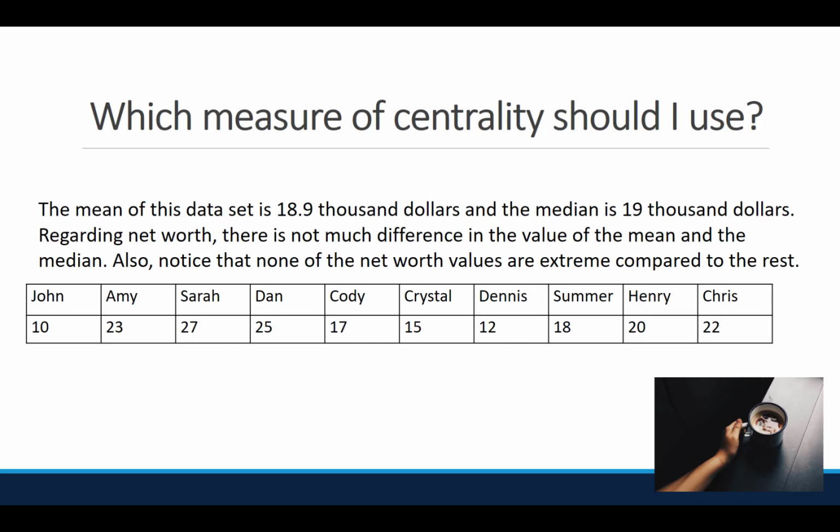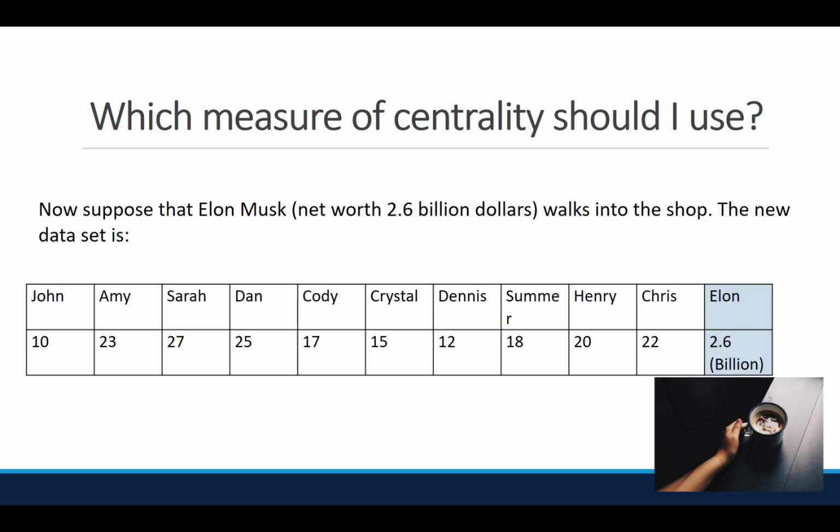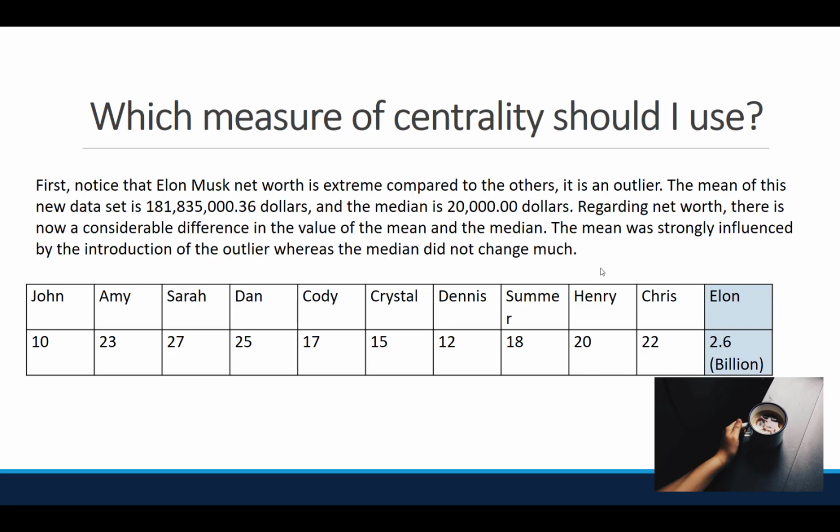Now suppose that Elon Musk, with a net worth of $2.6 billion, walks into the shop. The new data set is as follows. First, notice that Elon Musk's net worth is extreme compared to the others. It is an outlier. The mean of this new data set is $181,835,036, and the median is $20,000. Regarding net worth, there is now a considerable difference in the value of the mean and the median. The mean was strongly influenced by the introduction of the outlier, whereas the median did not change much.